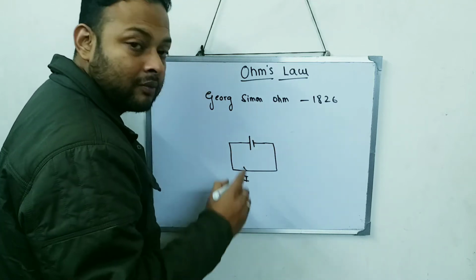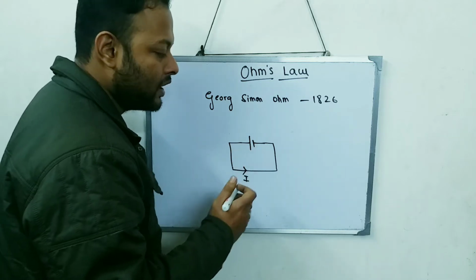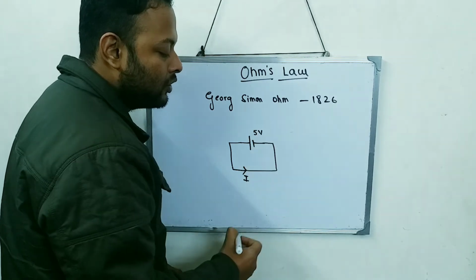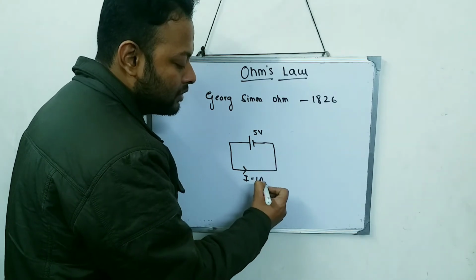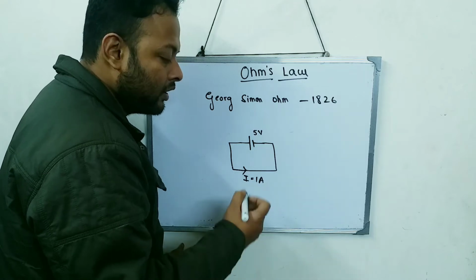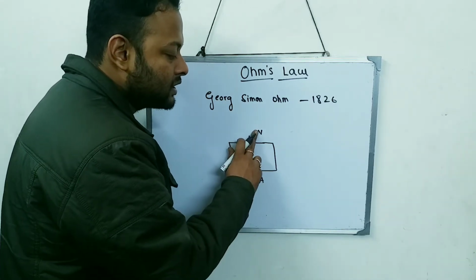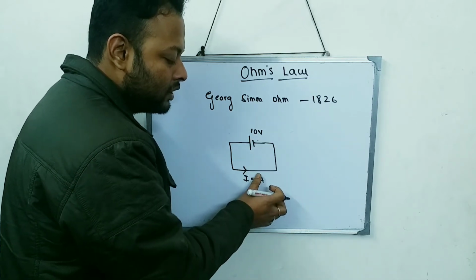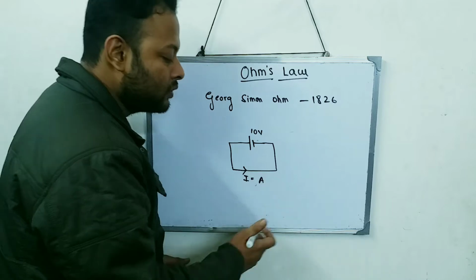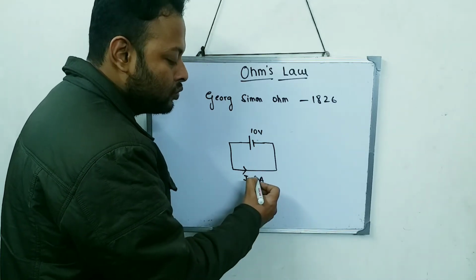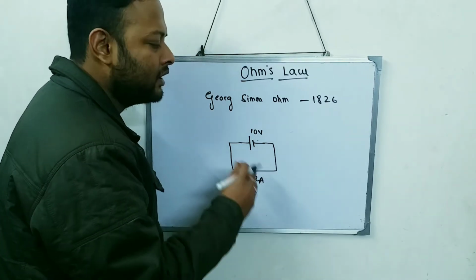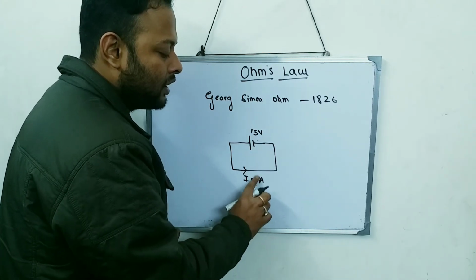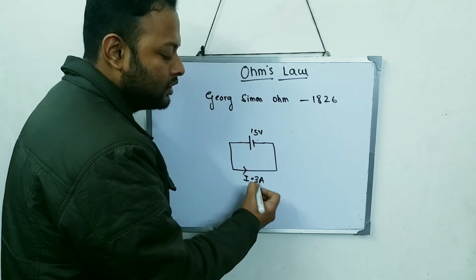He observed that when he kept a battery of say 5 volt, he observed a current of say 1 ampere. Then he increased the battery from 5 volt to 10 volt, and consequently he saw that the current also increased twice, to 2 ampere. Then again he increased the battery to 15 volt and the current also increased to 3 ampere.